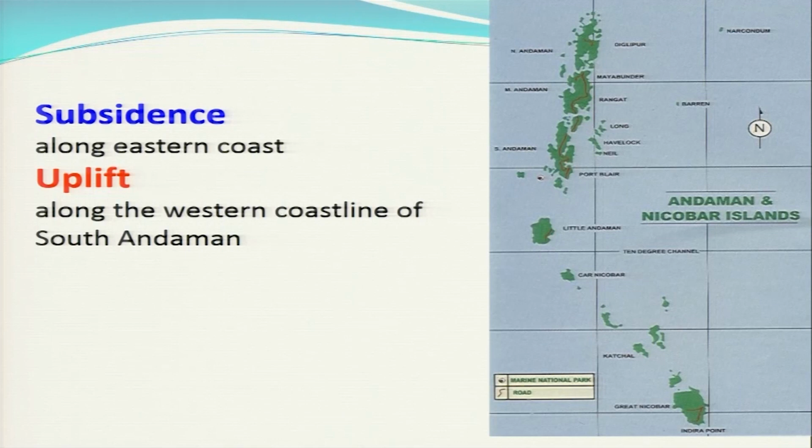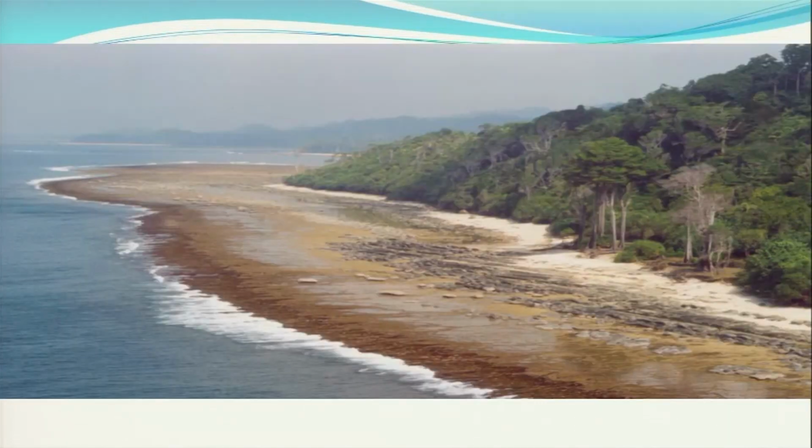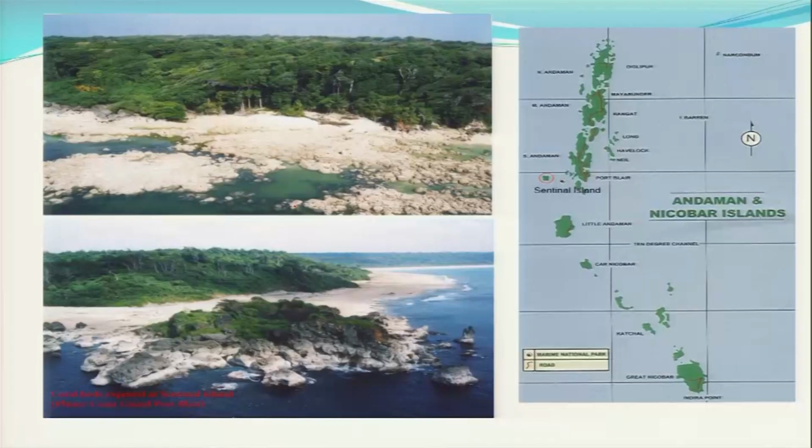Now coming to another portion, that is the uplift which we observed, and the subsidence on the eastern side. So uplift along the west, and subsidence along the eastern side. This was before and this was after. This island on the west coast of Andaman got uplifted. So now the water comes up to this level during high tide, and this area remains exposed.